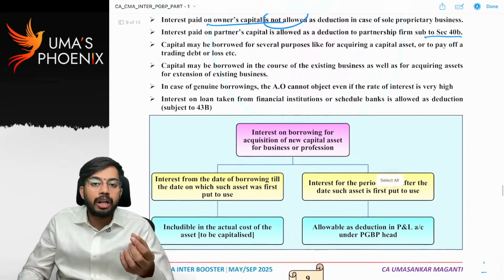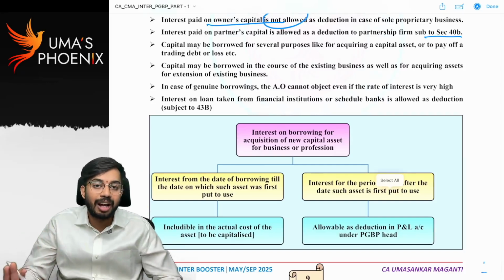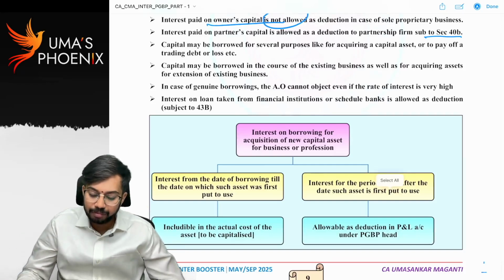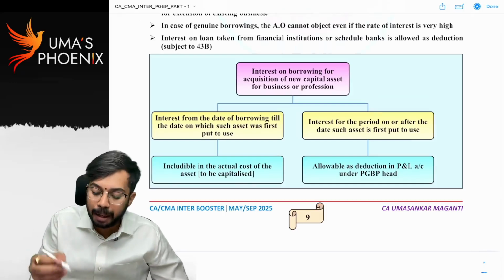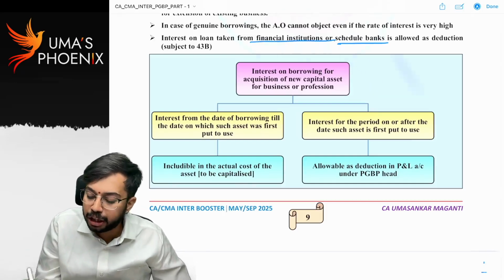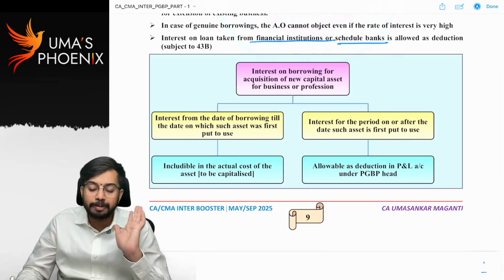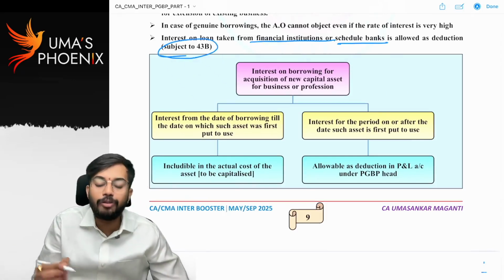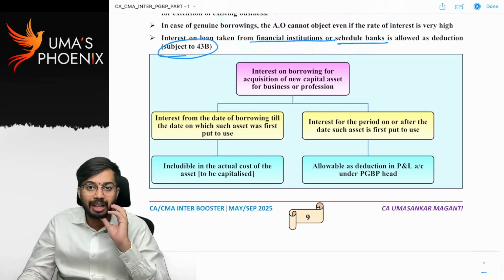Sometimes during Corona, interest rates are very high. If you are genuinely paying a higher rate of interest, that is also allowed as deduction. Whenever you are making interest payment to scheduled banks or financial institutions, interest is allowed as expenditure as per provisions of 43B. That means only when you pay interest, then only it is allowed as deduction.